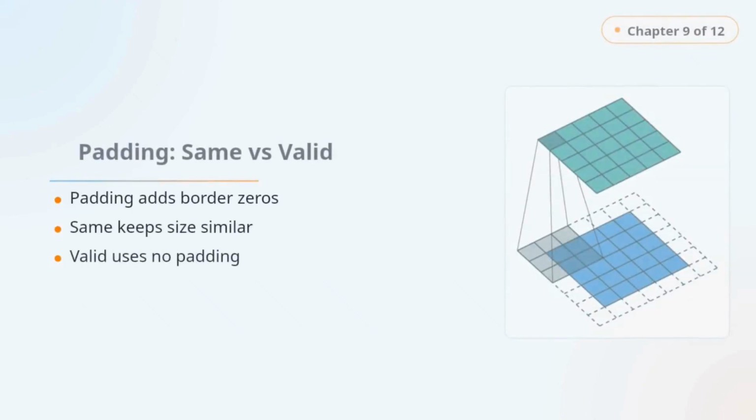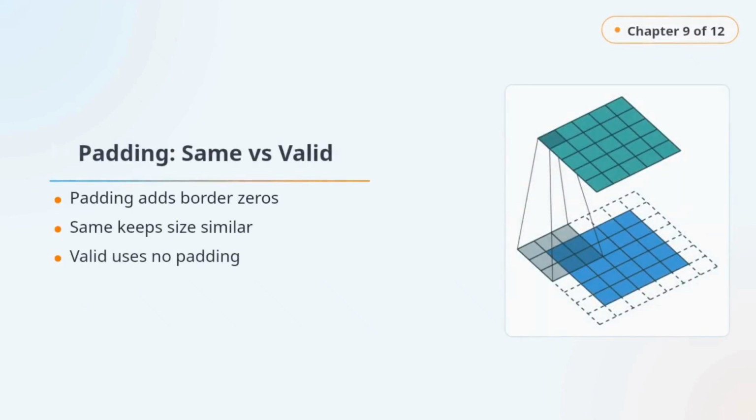Padding helps control output dimensions. In same padding, we add zeros around the border so the output size can remain close to the input size. In valid padding, we do not add extra border values, so the output shrinks. This choice depends on the design goal of the network.